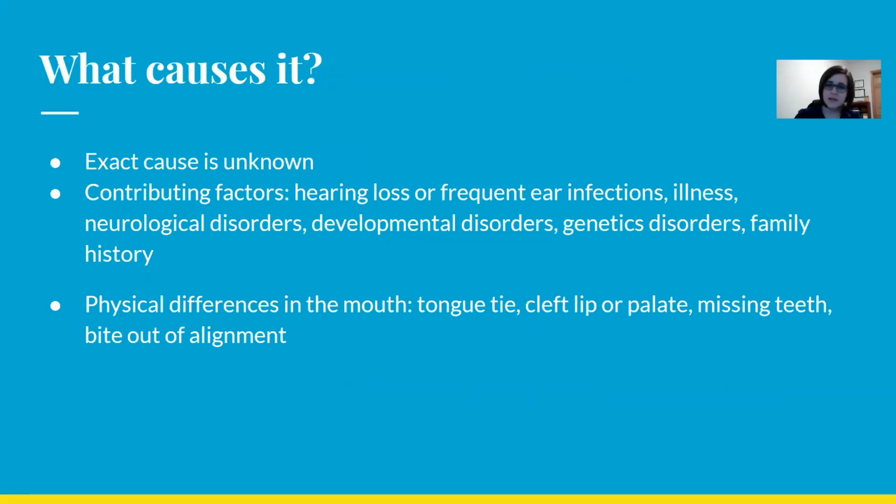What causes it? The exact cause is unknown. However, research has shown some contributing factors: hearing loss or frequent ear infections. That's why we often ask you about whether or not your kids have had their hearing checked and how many ear infections they've had. Illnesses, neurological disorders, developmental disorders, genetic disorders can all contribute, as well as a family history. Sometimes there's a physical difference in the mouth. There could be a tongue tie, a cleft lip or palate, maybe missing teeth, or the bite is out of alignment.